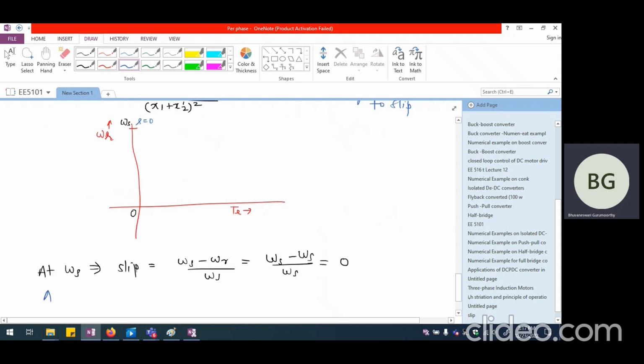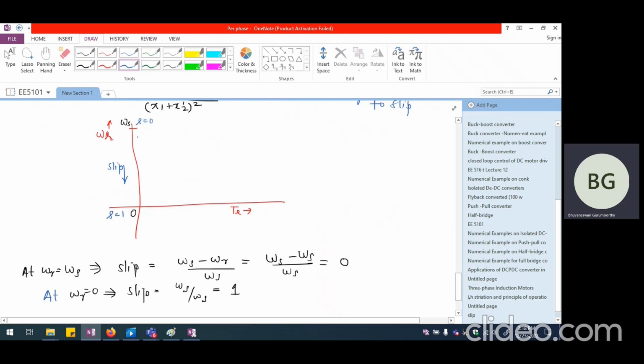And this is essentially at omega R equal to omega S. When the rotor speed equals synchronous speed, slip is 0. At omega R equal to 0, we are going to have slip equal to omega S divided by omega S, which is actually 1. So here is where we are going to have slip equal to 1. So slip is increasing in this direction, whereas rotor speed is increasing in the opposite direction.